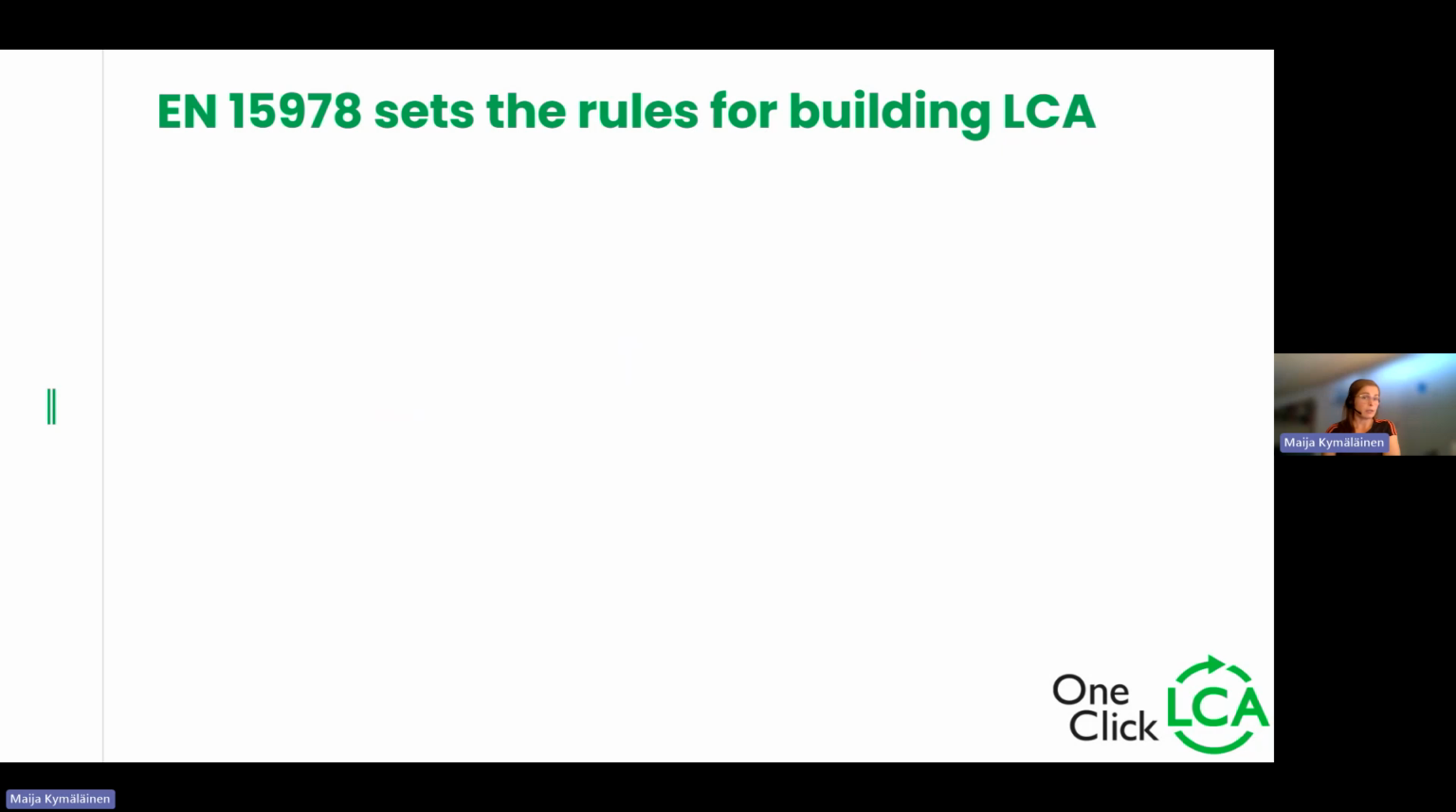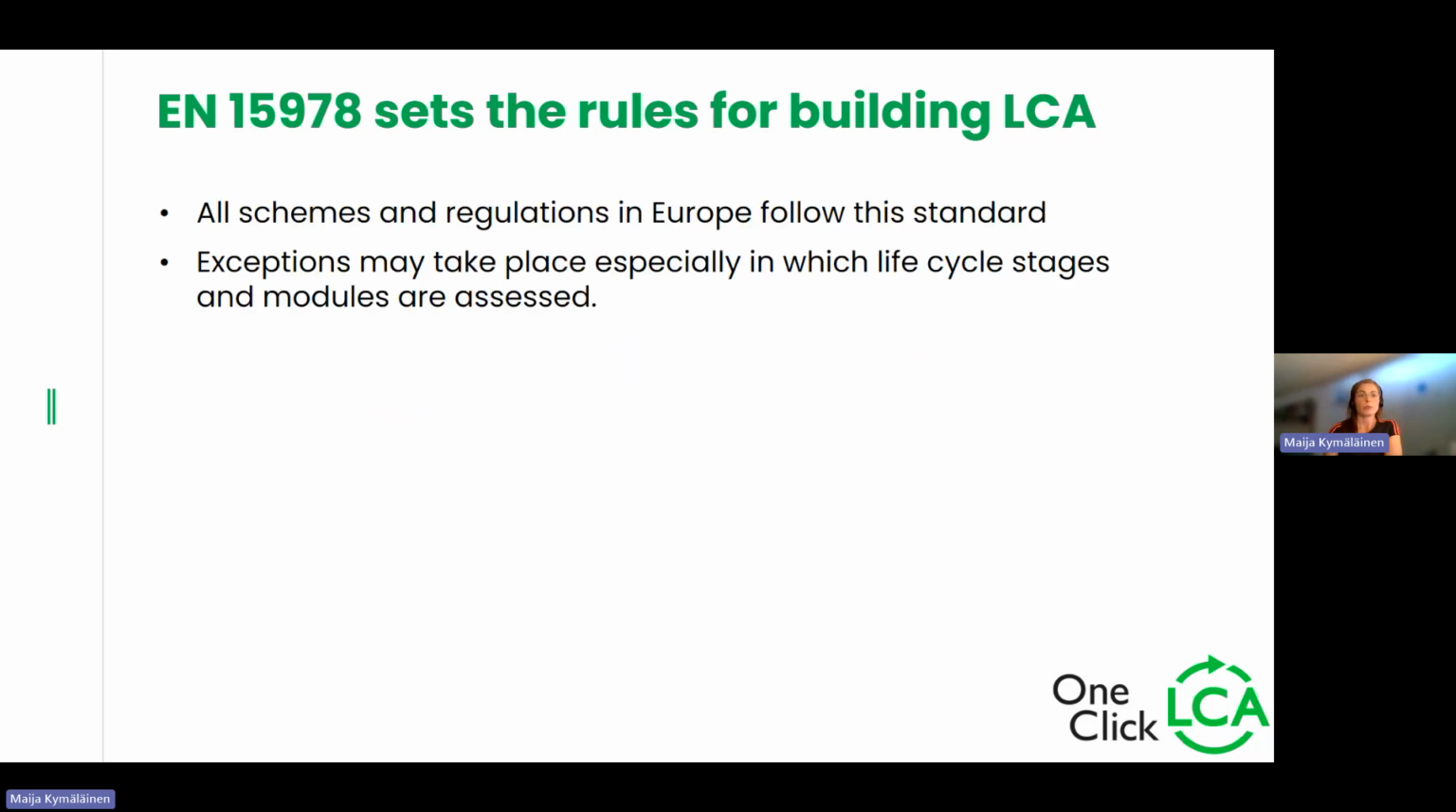So the EN 15978 sets the rules for building LCA. As mentioned, all schemes and regulations follow the standard in Europe. There are some exceptions that may take place, especially in which life cycle stages and modules are assessed. So as I mentioned, the Finnish method, for example, omits some of the use phase modules because they are difficult to assess. For example, B1 or B2 or B3 are omitted, but then all the major modules are included.